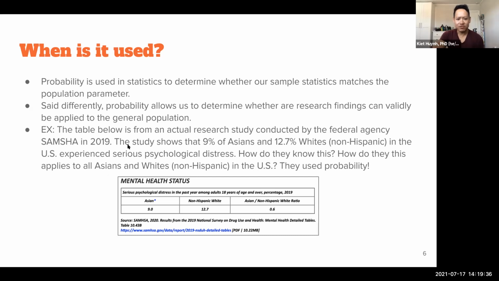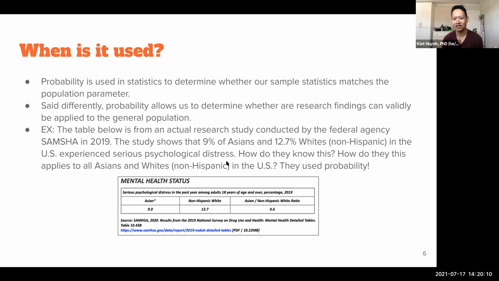So let's look at this example. This is real research. This table is from a real research study conducted by SAMHSA in 2019. SAMHSA stands for Substance Abuse and Mental Health Services Administration. It's a federal program that does substance use and mental health research. This 2019 study showed that out of all the adults in the US, 9% of those who are Asian and 12% of those who are non-Hispanic white experience serious psychological distress.